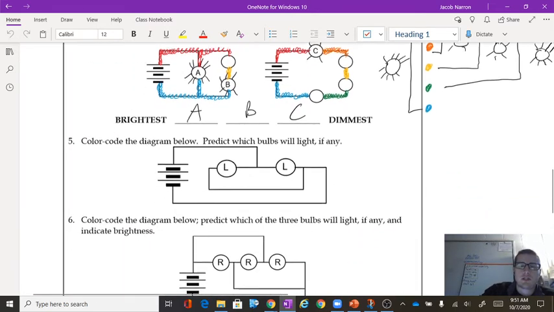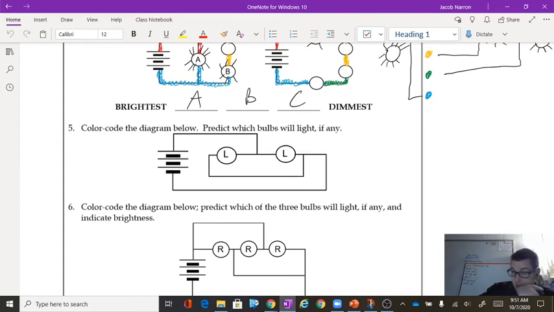Let's take a look at our next picture, okay, our next image. Color code, you got it. I'm going to start with red.